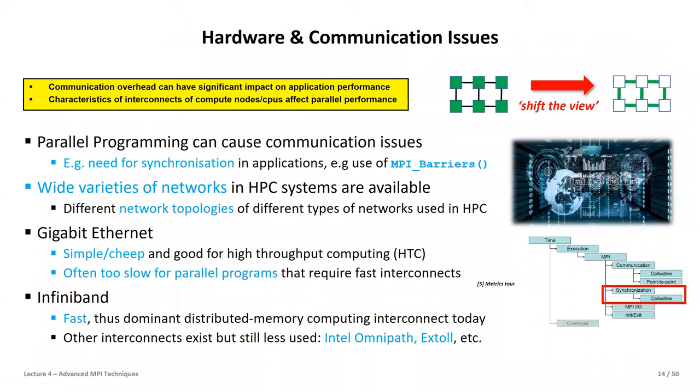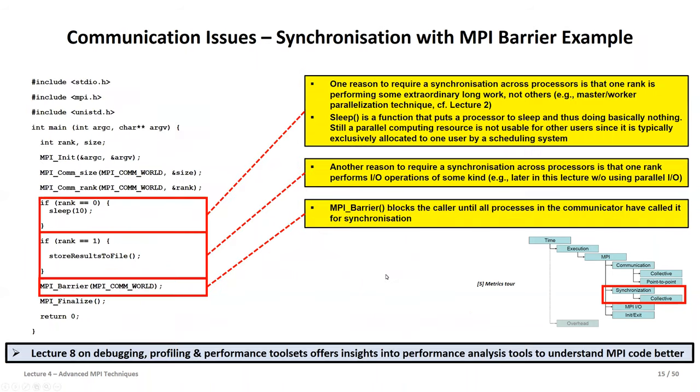And then when you think about hardware and communication issues, we will talk about this. There are lots of collective operations we will talk about, and we really have to shift the view to the more networking level, thinking about the need for synchronization, MPI barriers, and basically the idea that an HPC system is of course not using only gigabit Ethernet, which is sort of cheap, but also very powerful InfiniBand network connections that are high performance. And that's how you can put it when you think about the larger picture of MPI.